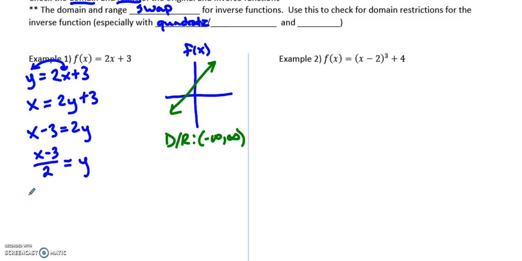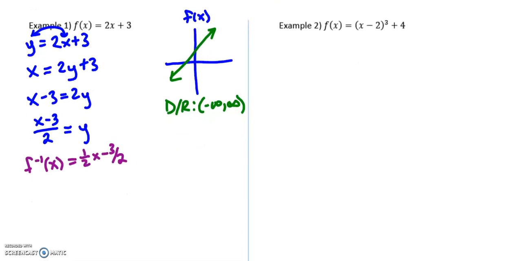Right here, I'm going to write it as f inverse of x equals, I'm going to break up this fraction into 1/2 x minus 3/2, just so he looks like slope-intercept form. You could leave it as (x minus 3) over 2. It's just going to help me here in a second when I graph. So there's my inverse function. That's the function that will undo this original. And think about it. In the original, you multiply by 2 and then add 3. With the inverse here, you go backwards. You subtract 3 first, and then you divide by 2.